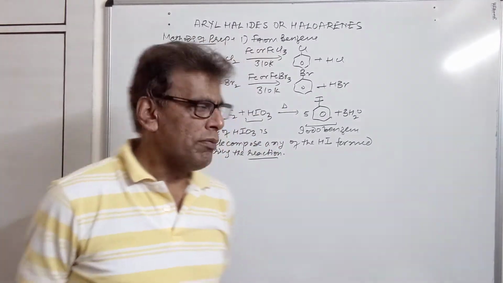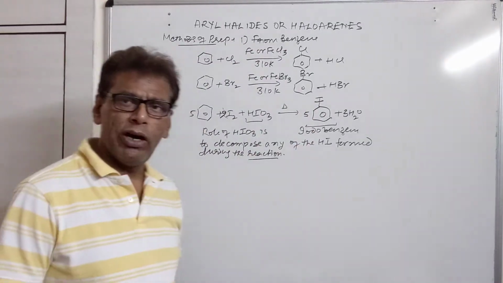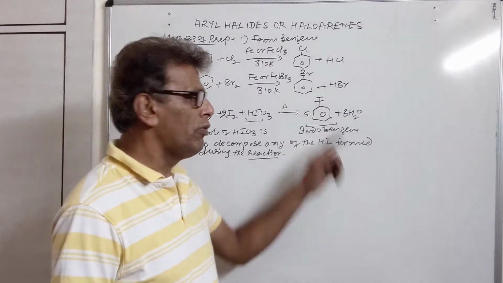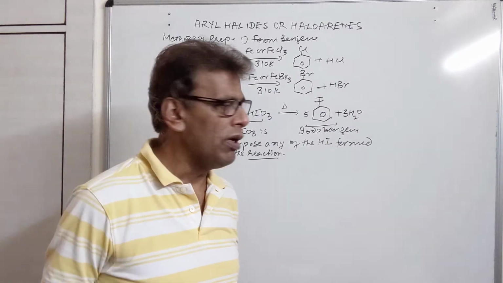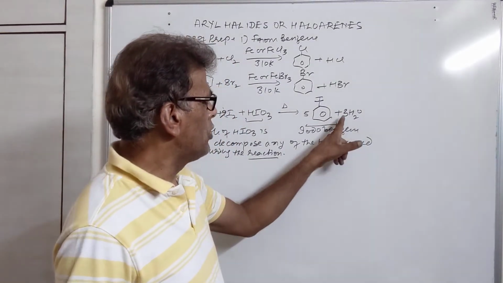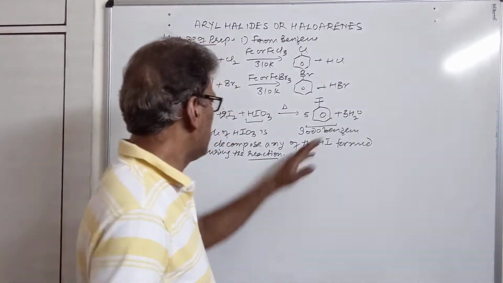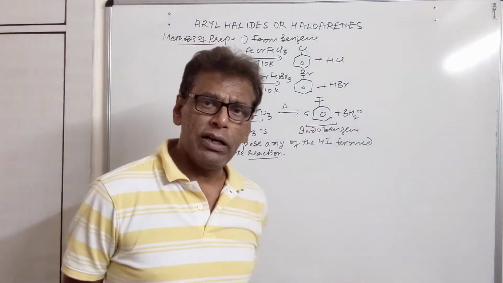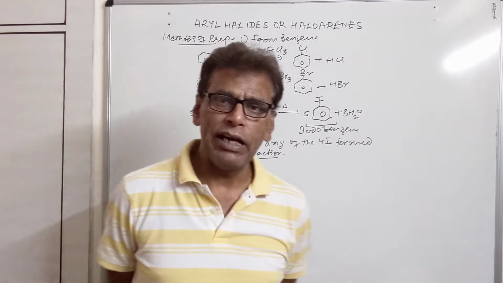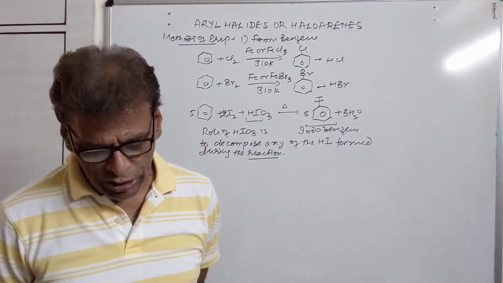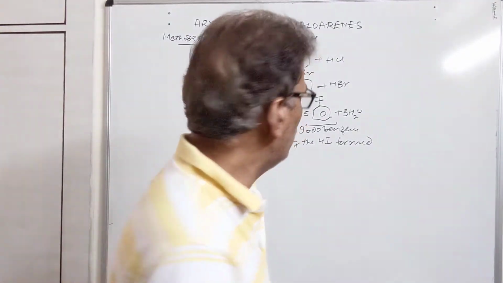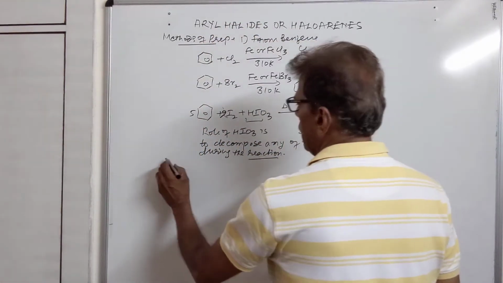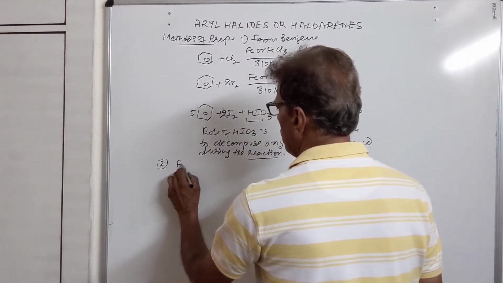Because of the large size of iodine, its bond with the carbon of the benzene ring is not so stable. Therefore, the HI produced here will attack this and will revert the reaction. To decompose HI, we are using mild oxidizing agents such as HIO3 or dilute HNO3. They can be used to decompose HI.